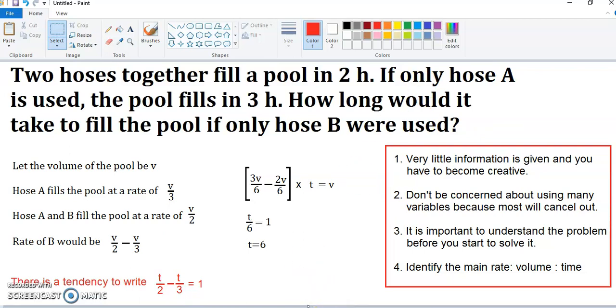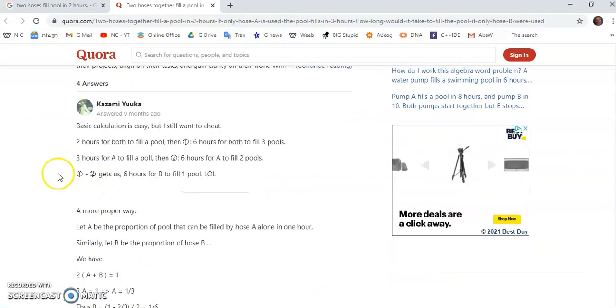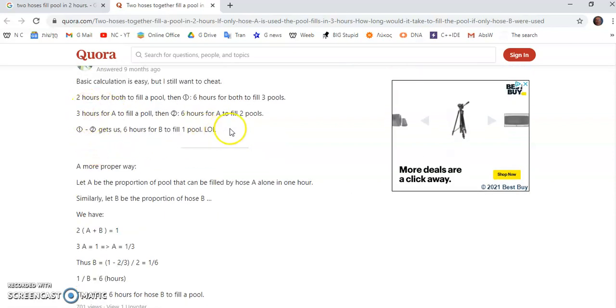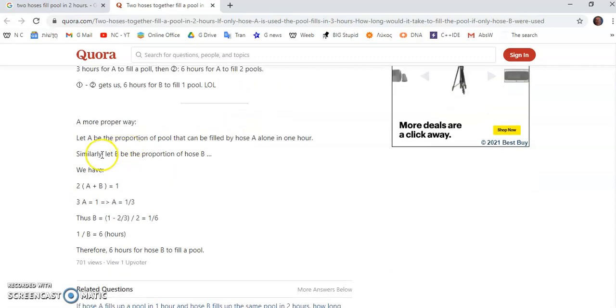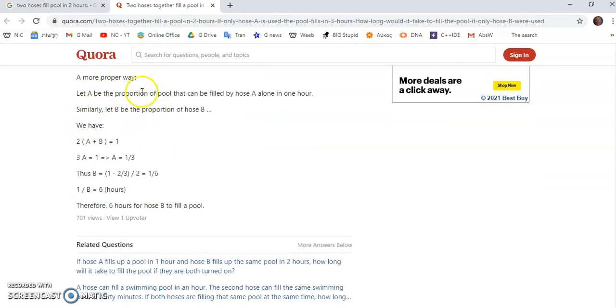Now, let's see how one of the so-called experts in the mainstream actually solves it. So first of all, he says here, basic calculation is easy, but I still want to cheat. So he shows a little cheat way of doing it. And the cheat way is correct. It's not really a cheat way. It's a logical way of doing it. So it makes perfect sense. But in any case, then he goes on to a more proper way, whatever that means. It's either proper or it's not proper. It can't be more proper, okay? And that's the first red flag.